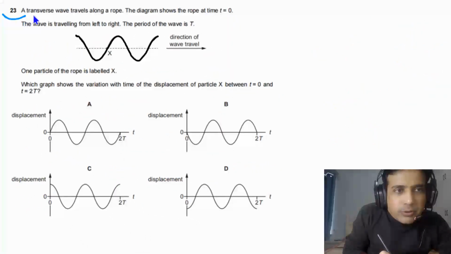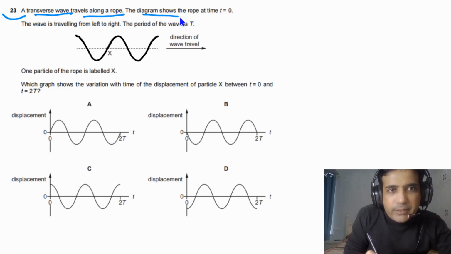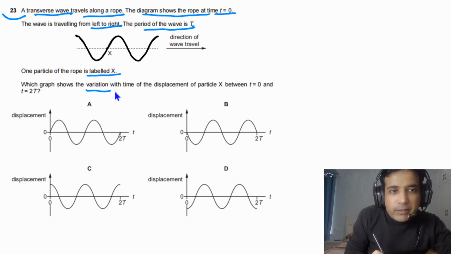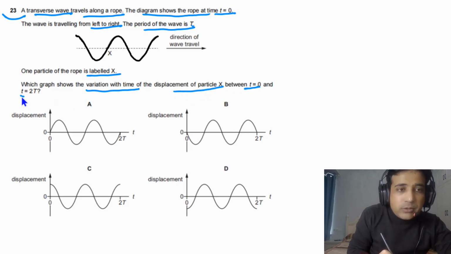For question number 23, it is given to us: a transverse wave travels along a rope. The diagram shows the rope at time t is equal to 0. The wave is traveling from left to right. The period of the wave is capital T. One particle of the rope is labeled x. Which graph shows the variation with time t of the displacement of particle x between t is equal to 0 and t is equal to 2T?